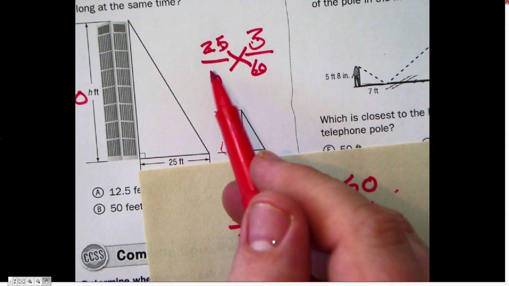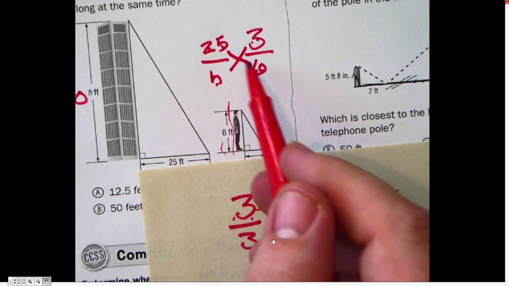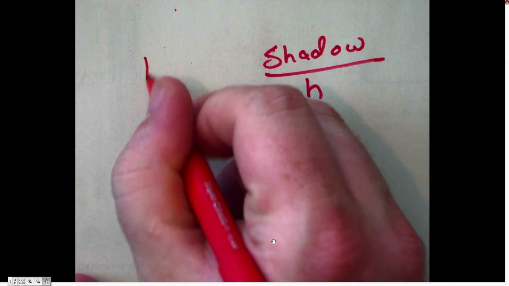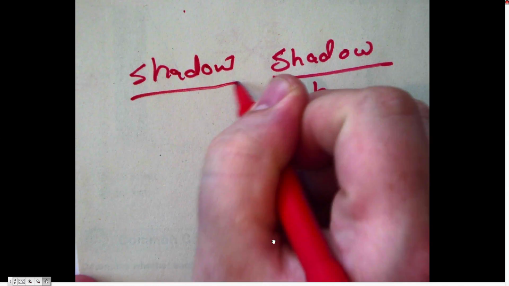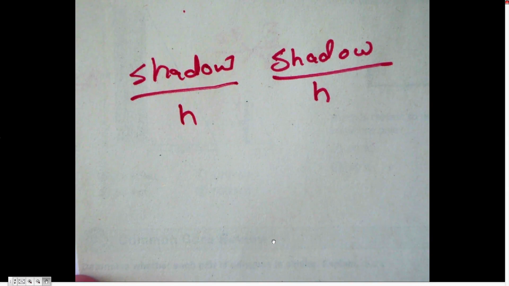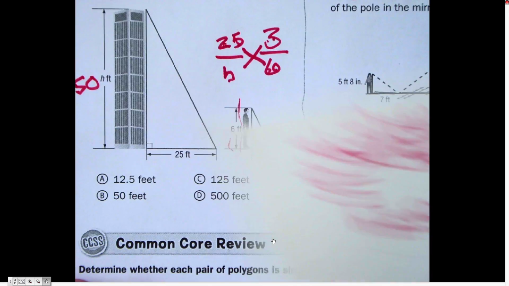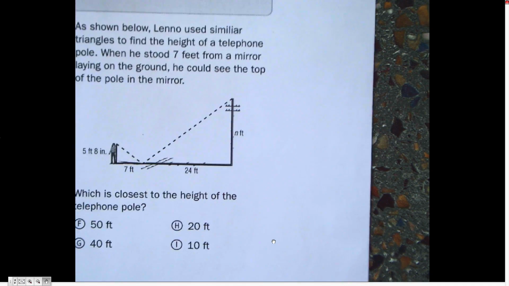Using the same ratios that you were talking about when you were getting them right at the beginning, you just cross multiply. But you got to make sure you get them right. If you put the shadow on top and the height on the bottom, then the other side also has to have the shadow on top with the height on the bottom. So the ratios have to be set up the same.